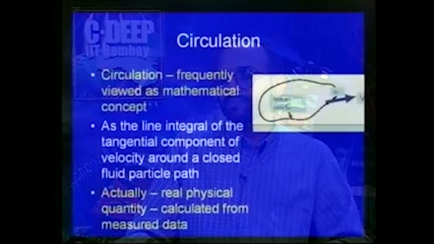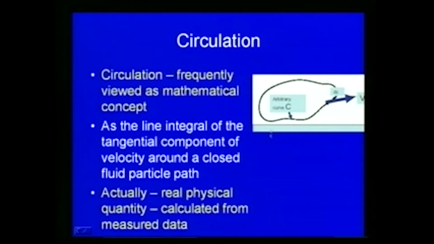As far as circulation is concerned, it is generally viewed as a mathematical concept, and the circulation is the line integral of the tangential component of the velocity around a closed fluid particle path. If we consider a closed fluid particle path like this, defined by this curve C, then the circulation is the line integral of the tangential component of the velocity V around the closed fluid particle path.